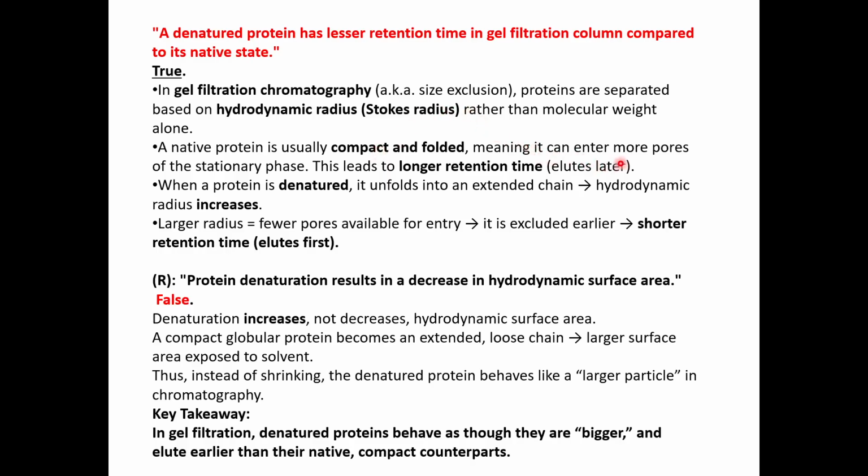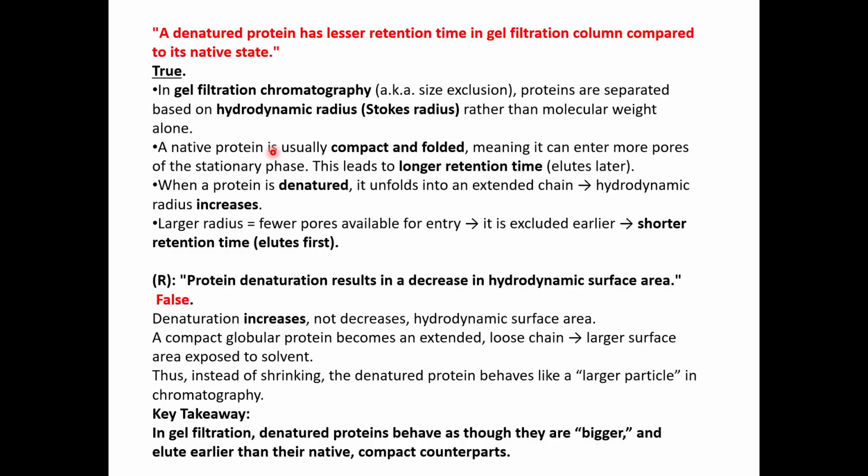So this means it can enter more pores and take a longer time in the stationary phase, which leads to a longer retention time, and this elutes later. But when a protein is denatured, it unfolds. The folded form of the protein is like, for example, a handkerchief. You have a big square handkerchief. If you fold it to put it in your pocket, you make it small, you make it compact so that it can enter your pocket. So that is the native form of the protein which can enter into the pore, because now it is folded.